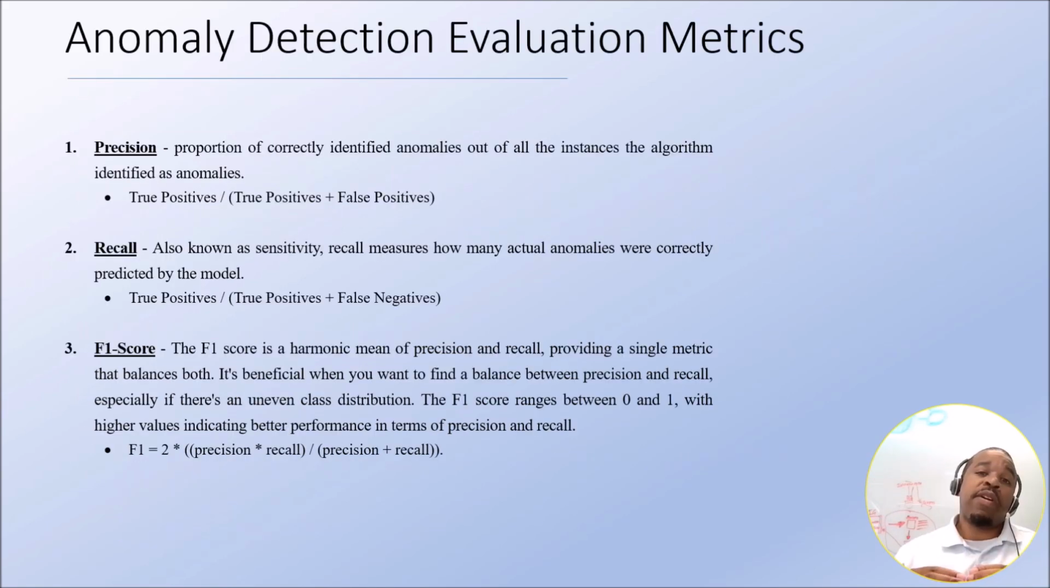Now some of the more advanced evaluation metrics, we have precision. Precision is, out of all the predicted anomalies, how many were correct. We have the recall, that's out of all the actual anomalies, how many did the model correctly predict. Then we have an F1 score, which is the balance between the two.